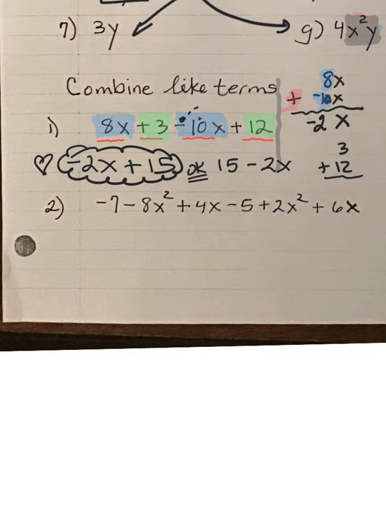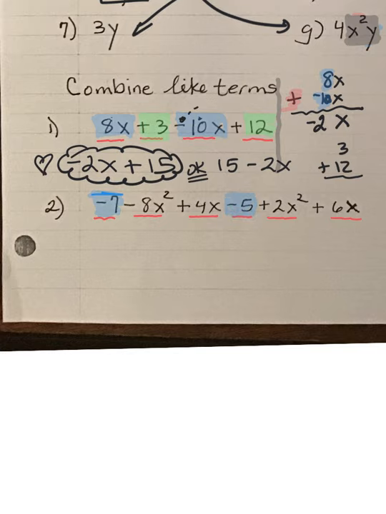Okay, number 2. How many terms do you see in that problem? Well, let's see. I've got 1, 2, 3, 4, 5, 6. We have 6 terms. Did you say 6? Okay, let's look at the first term. The first term is just a plain old number. Remember, that is called a constant term. Is the second one like that one? Nope. Third one, oh, here we go. These two match, right? These two are like terms.